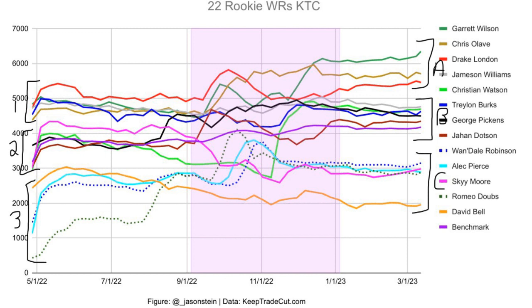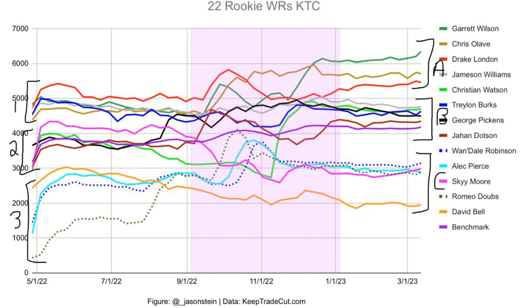But I would say all of these wide receivers in Group B, you've got Jamison Williams, Christian Watson, Treylon Burks, George Pickens, Jahan Dotson, they finished with KTCs that are pretty positive, but there's lots of risk there. It hasn't quite shown to the level that you can see for Garrett Wilson, Chris Olave, and Drake London, and the market is not valuing those players like that yet.